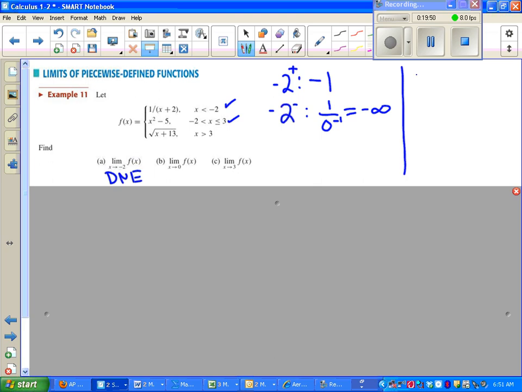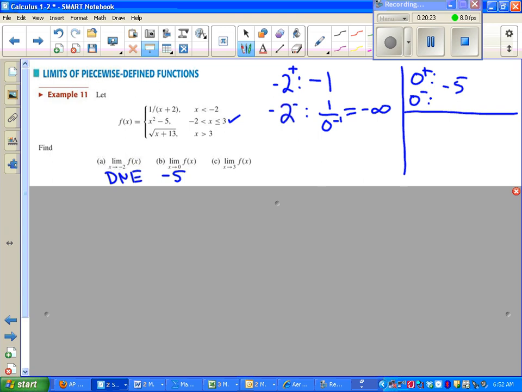Next up, we look at 0. We have to look at 0 from the right and 0 from the left. Notice that numbers slightly bigger than 0 and numbers slightly smaller than 0 both fall into the middle piece. So I don't have to actually look at left and right because it's going to be the same on both. Both are going to use the x squared minus 5. We get negative 5. Since they match up, we say the limit here in part B is negative 5.